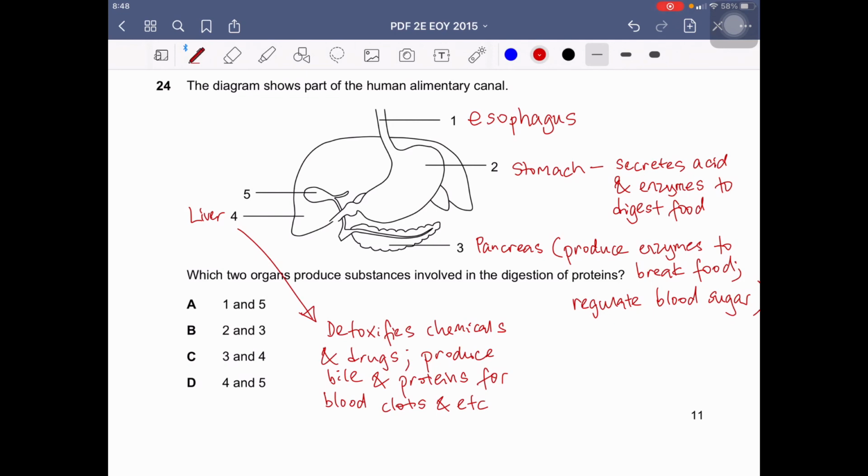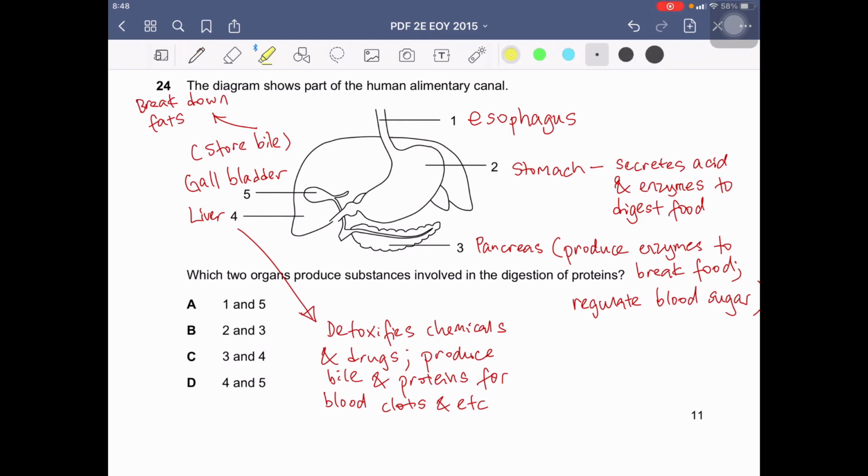How about this last part? Number 5 is the gallbladder. It is used to store the bile. And bile is to break down fats also, like lipase, as I mentioned earlier.